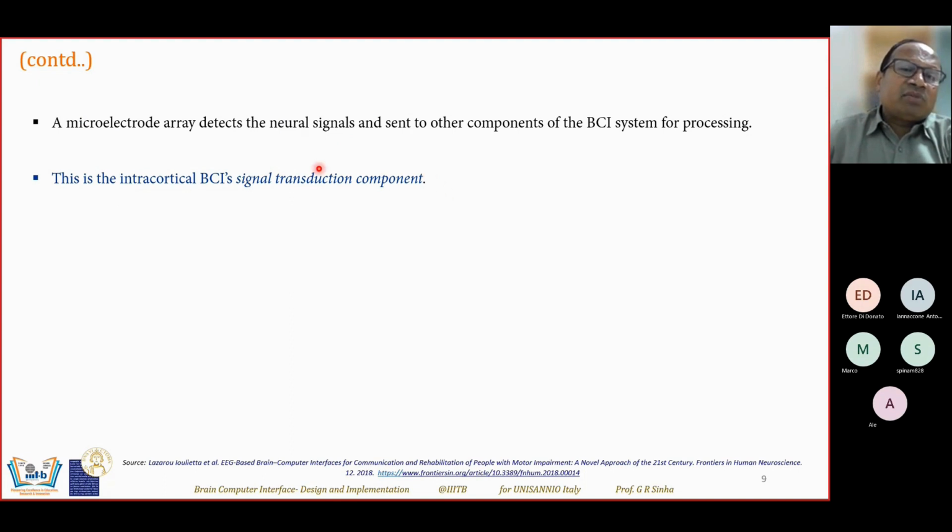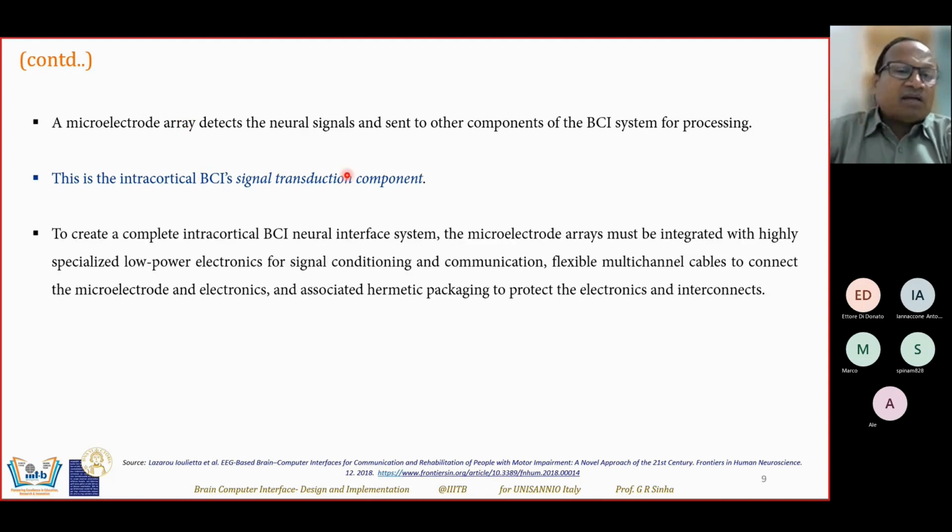Transduction component is nothing but it will actually equivalently convert the signal into the commands. So to create an intracortical BCI interface, we are talking about the neuronal interface. We started today's discussion with the neuronal interface. So what kind of neuronal interface do we want? A complete intracortical BCI neuronal interface.